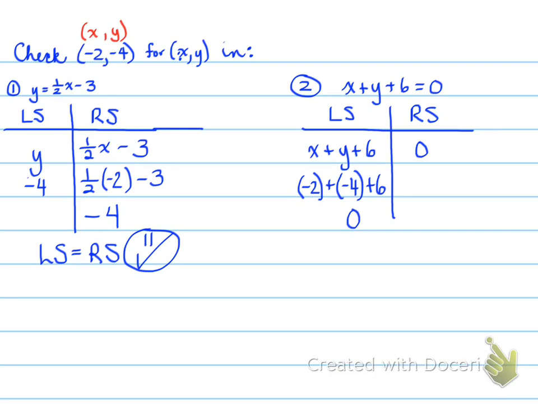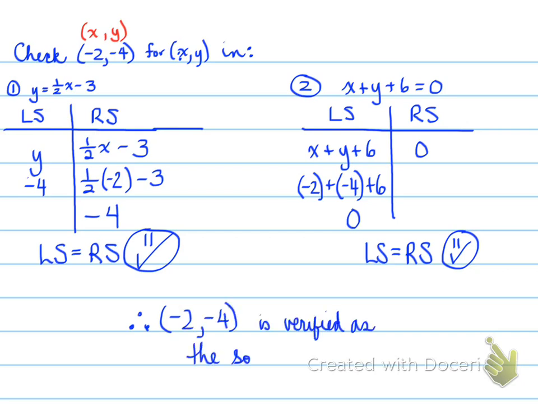Do you see what I see? Oh, yes, I'm sure you do. You see that left side equals the right side. We have checked that it's equal, and that's made us happy. All right, well, because we've checked that it's equal and it's made us happy in both equations, we can make a final statement saying that therefore, -2, -4 is verified as the solution.